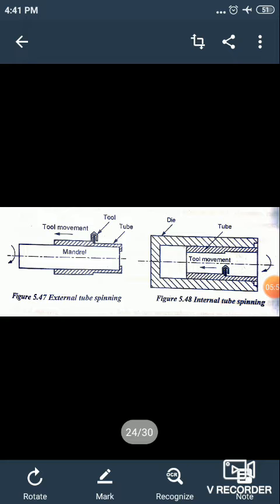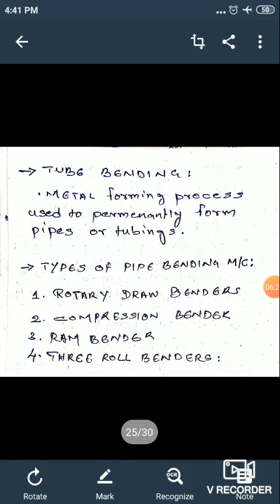Okay, according to the position of the tool, we can say that it can be external tube spinning or internal tube spinning. In external tube spinning, the tool movement is outside the mandrel. Okay. In internal tube spinning, we are using dies, and inside the die, we are moving the tool. Okay. Next, we'll move on to tube bending.